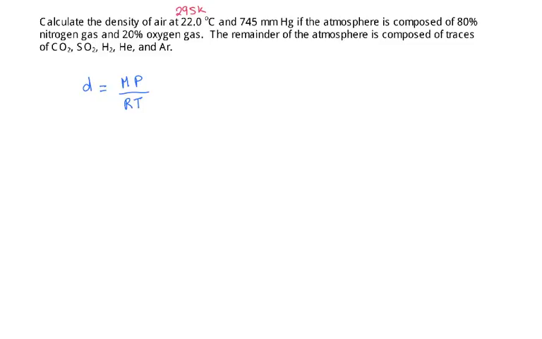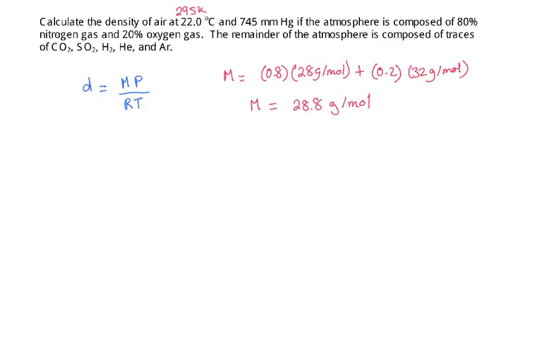So it's telling me that it's 80% nitrogen, 20% oxygen, the rest is negligible. So what I can do is I can say, well, the molar mass is going to be 0.8 times the molar mass of nitrogen, which is 28 grams per mole, plus 0.2, which is 20%, times the molar mass of oxygen, which would be 32 grams per mole. And so the molar mass of my mixture of air is 28.8 grams per mole. And now I can plug in my values.